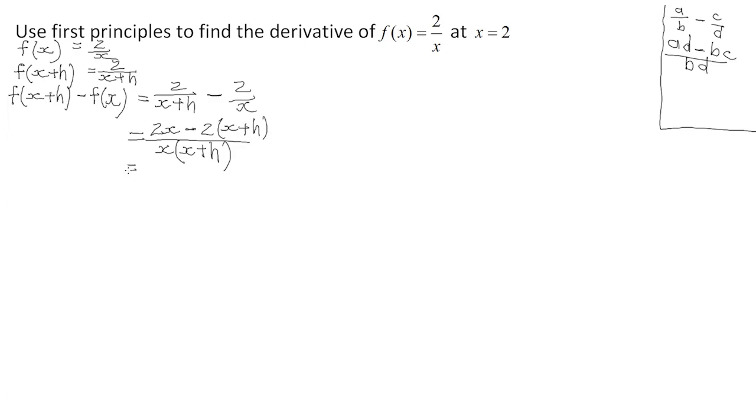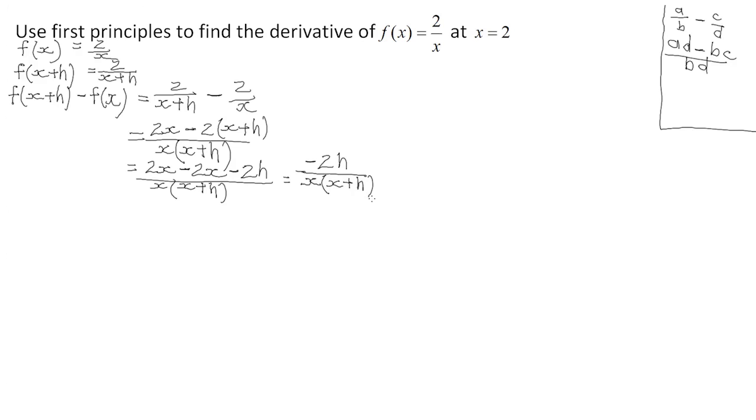Your next step is you remove the brackets and you simplify. 2x minus 2x, and a minus and a minus gives you a plus, sorry, a minus. Minus and a plus gives you a minus 2h, so minus 2, and a plus gives you minus 2h over x plus h. And what do you get there? Finally, you will get like terms, 2x and a minus 2x cancel out. You have minus 2h over x plus h.